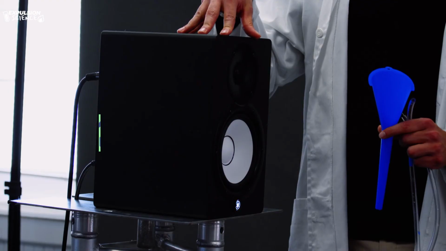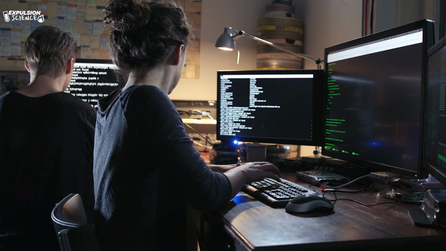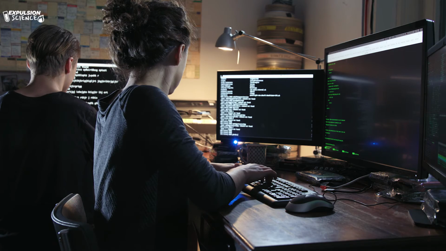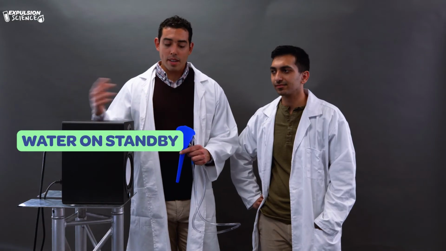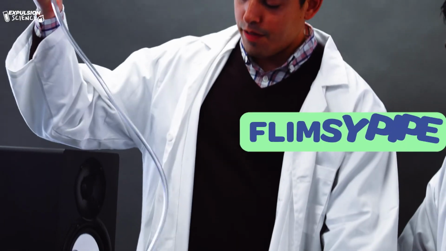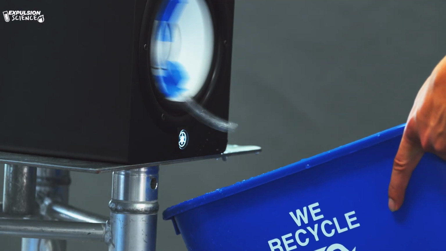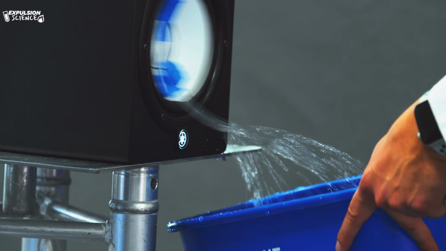Hey guys, for our experiments today, we're going to freeze water in time. So today we have a speaker attached to a computer that is set up such that we can program in a specific frequency for the oscillation of the speaker. We have water on standby and this funnel and flimsy pipe. So the reason that you can see the water like this is because the speaker is oscillating at 30 hertz.